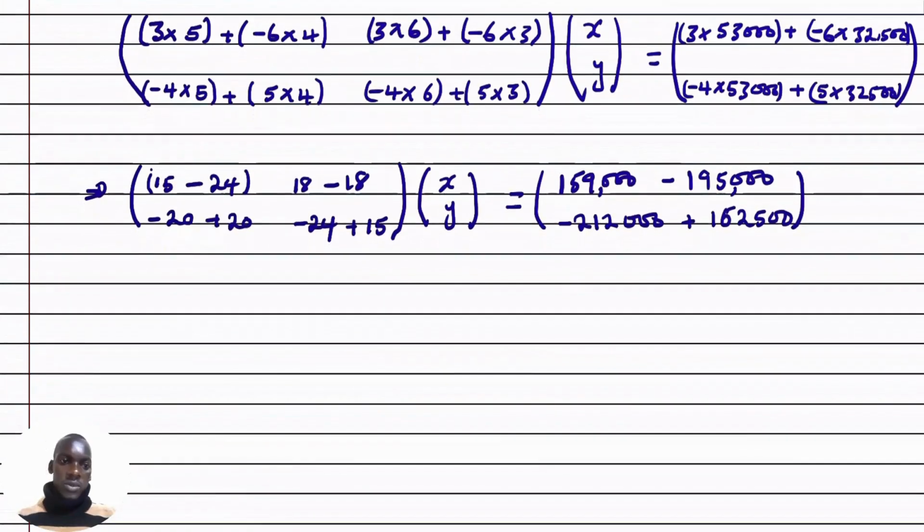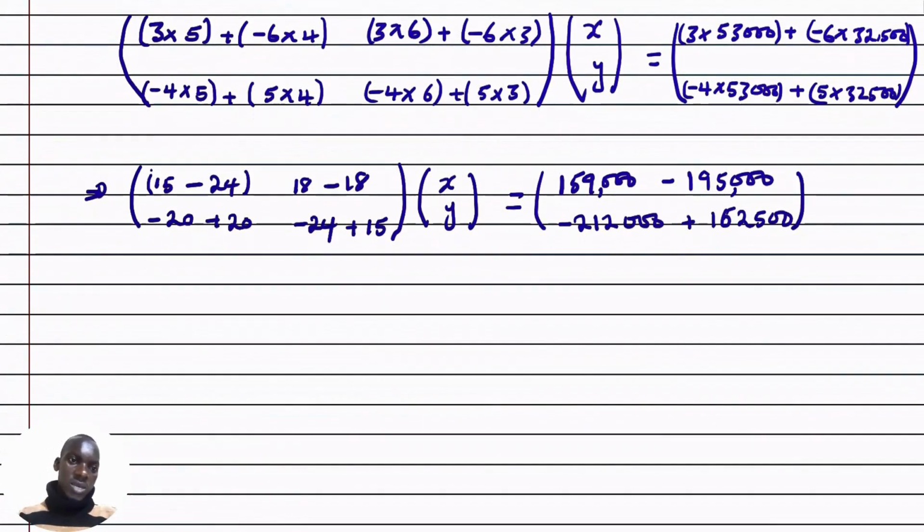As we proceed, we can see that 15 minus 24 gives us negative 9. Then negative 20 plus 20 gives 0. Then 18 minus 18 gives 0. Negative 24 plus 15 gives negative 9.